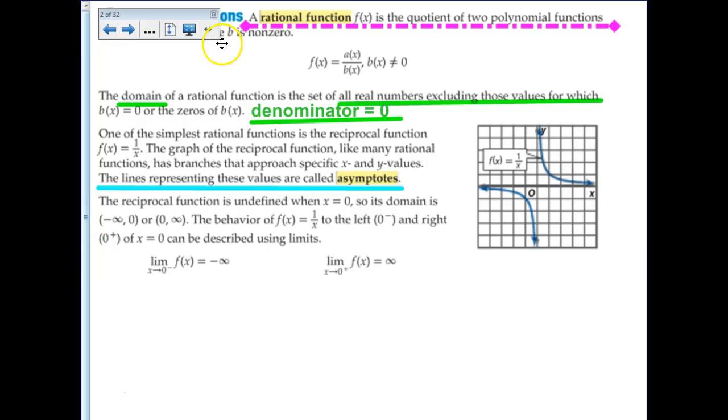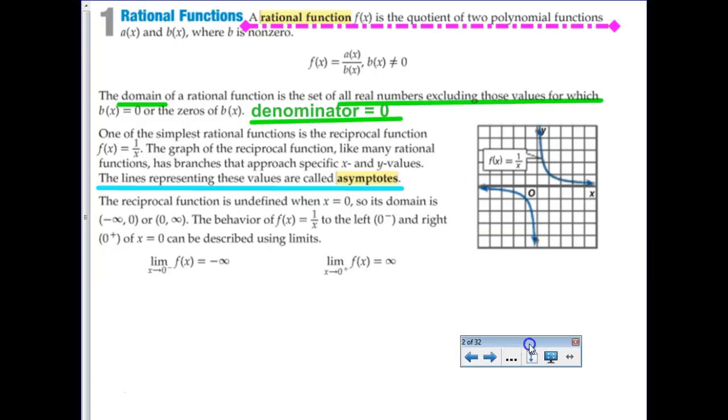There is a lot of really scary looking notation here. This slide is not in your notes. This is from your textbook. And it talks about what a rational function is. So a rational function would be a polynomial divided by another polynomial.